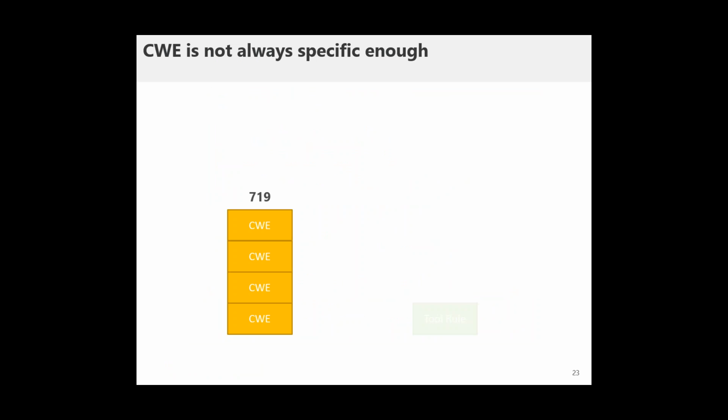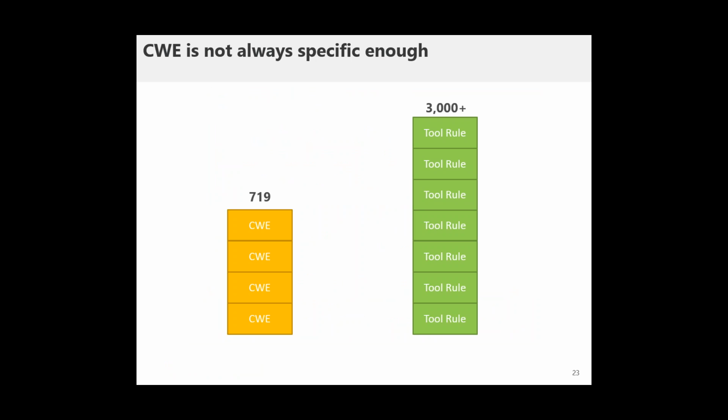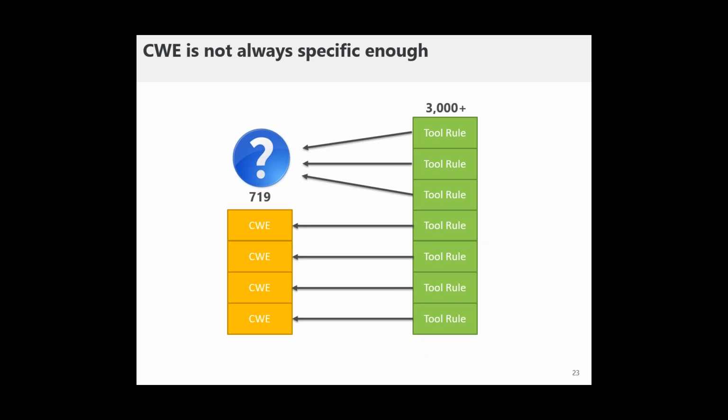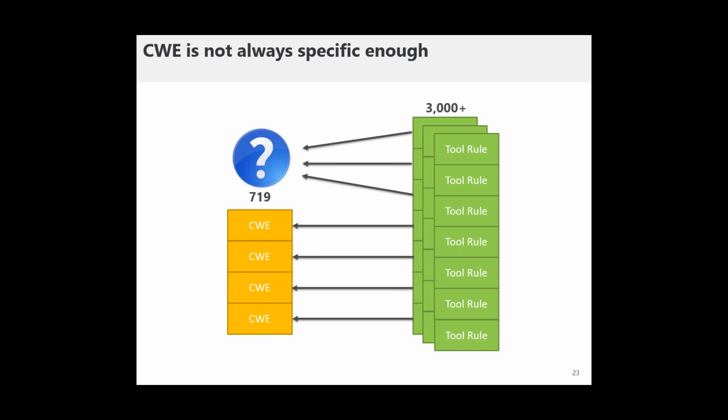And there's another problem. The CWE is not always specific enough to map every tool result. There are about 719 specific CWEs, but a given tool might contain over 300 rules. So there's no way you can map all the tool rules to a given CWE. There are just not enough CWEs, and the problem is even worse when you're dealing with multiple tools.